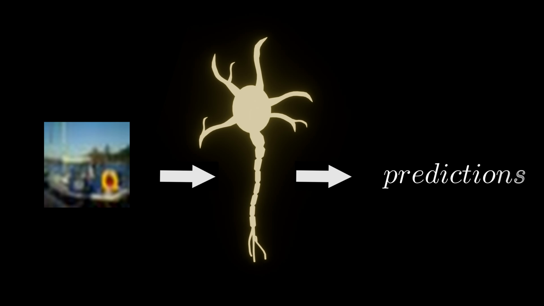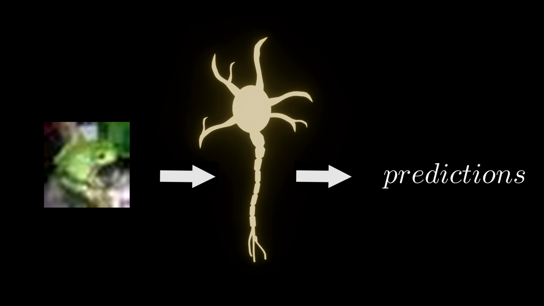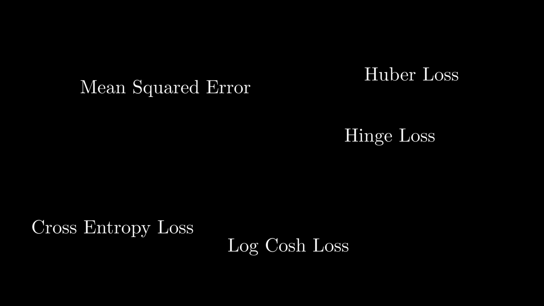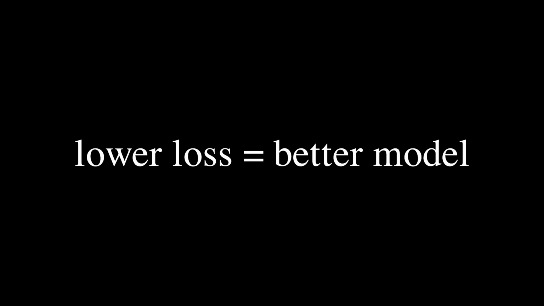When it is being trained, we show a neural network some inputs and let it make the predictions. Next, we compare those predictions with our actual labels or answers using a loss function. There are many loss functions, but the main idea is that the lower the loss function value is, the better our neural network is at predicting. So our goal is to minimize the loss. And this is the main job of the optimizer.